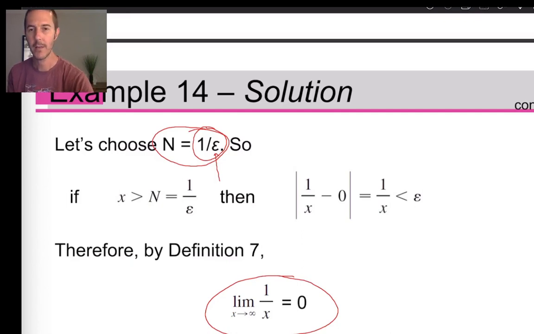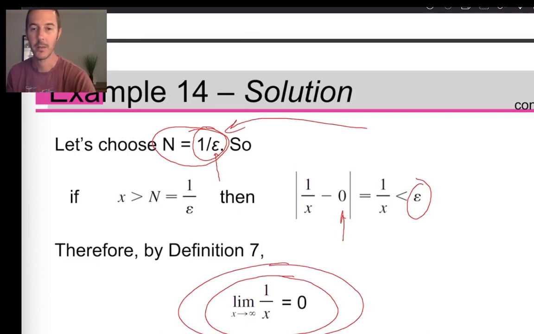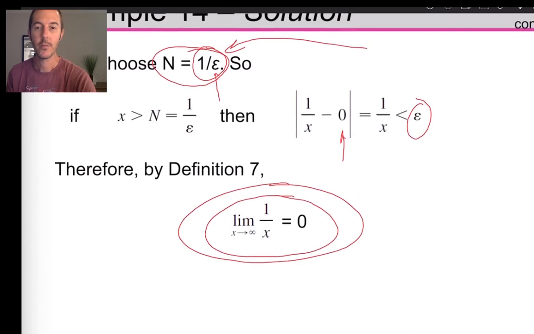0.000001, great, I've got an n value for it. 1 divided by 0.000001 is the n value that's going to keep our x values large enough that it's going to allow us to hit our target, which is only 0.000001 away from our capital L value, our limit of 0. And since we can find this specific relationship, we are allowed to make conclusively this statement, that the limit is 0.